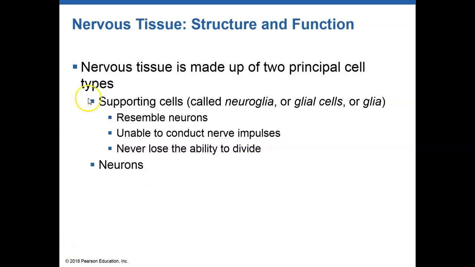Hi everybody, welcome back to part 2 of chapter 7. In this section we're going to look at the different types of neuroglial cells and parts of the neuron.